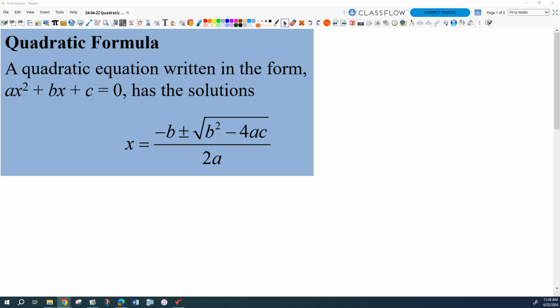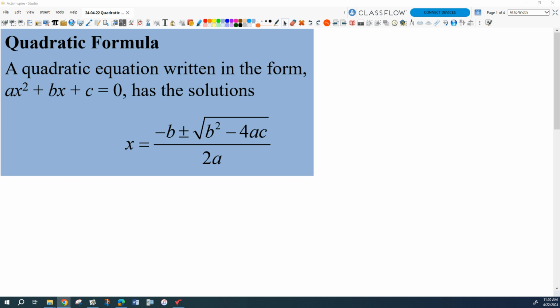Okay, so we're going to just review. How much do you remember about the quadratic formula? Give me a 1 to 5. 5 meaning I remember almost everything, 1 meaning I remember nothing. Where are we? Okay, so all over the place. That's fine. Let's review the quadratic formula.